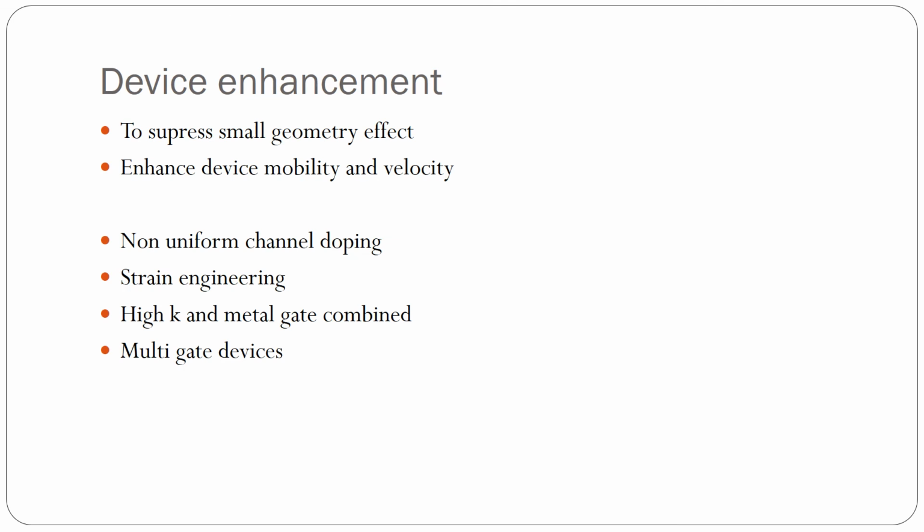Now device enhancement. There are many schemes. One is non-uniform channel doping, another is strain engineering, third is high-K and metal gate combined, and multi-gate devices. We'll discuss all these in today's lecture, and then, as I told you, I will show you how to draw NMOS and PMOS using the microwind, and how to get the IV characteristics in that, because next we will do scaling of the devices and see the change in the current voltage characteristic due to scaling. Okay, thank you very much students.